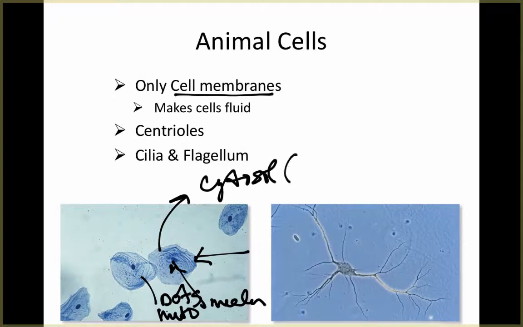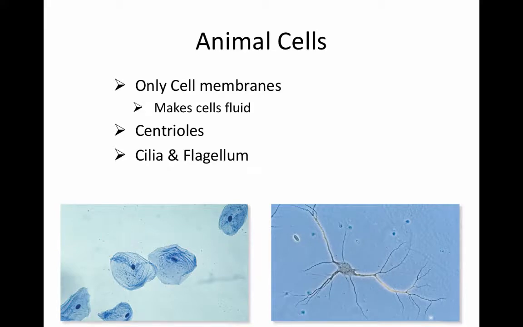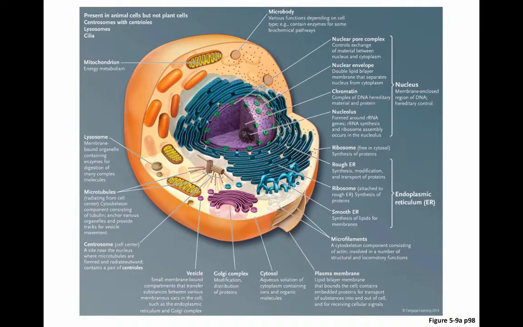If you remember, the cytoplasm is the cytosol plus all the components in it. You're going to have centrioles in animal cells. You do not have centrioles in plant cells. They also have cilia and flagella. And here are both a cheek cell and a nerve cell. This is what it looks like.